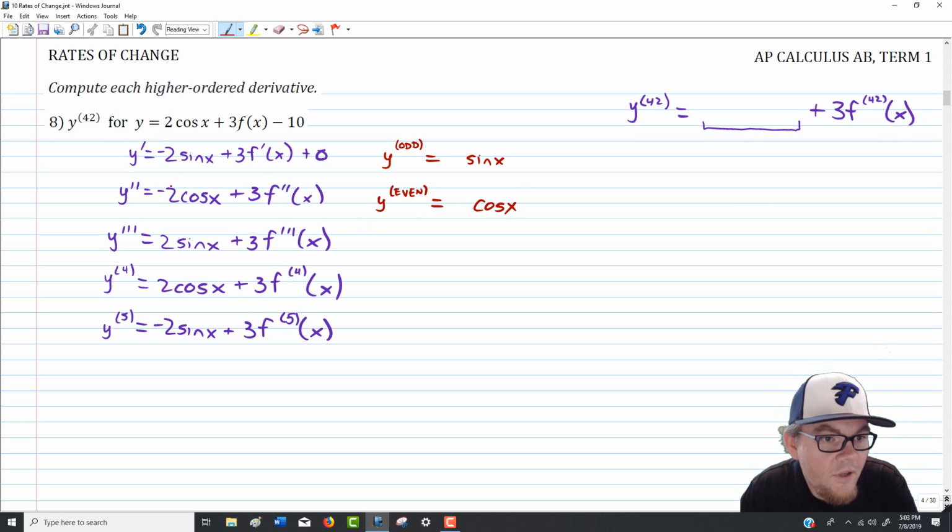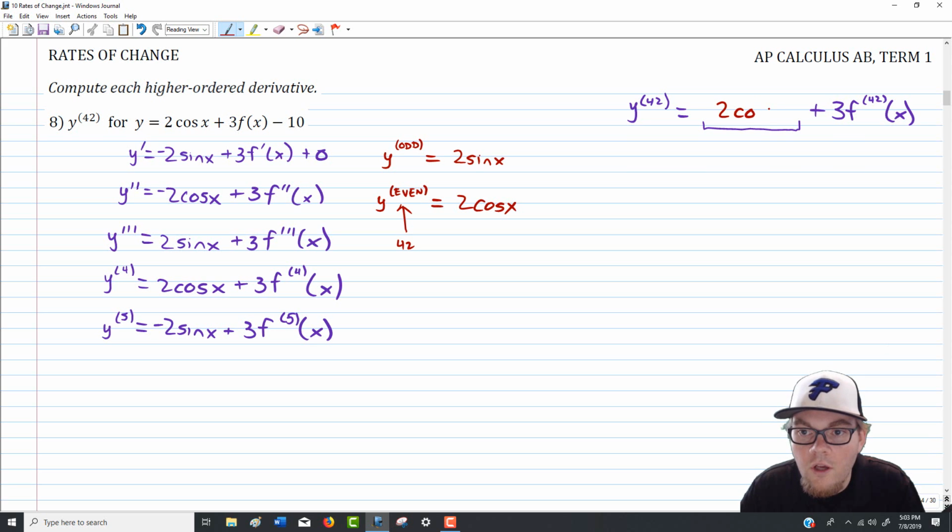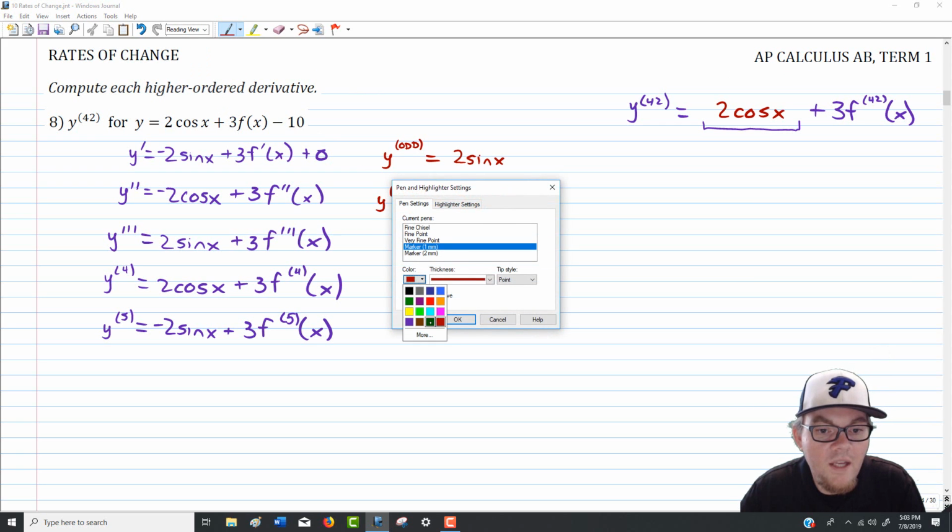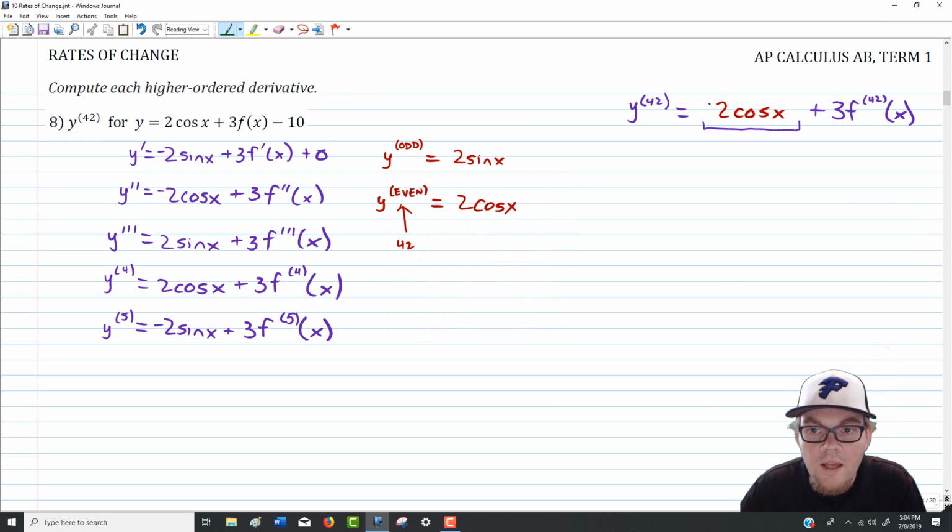And in fact, more than that, for each of these, the coefficient is always 2. So for each of these guys, we're going to have 2 sine and 2 cosine. So since 42 is even, I'm thinking this term is going to be 2 cosine of x. Unfortunately, though, that really leaves us one part of this problem for us to hit. We still have one issue. Is this a plus or is it a minus?